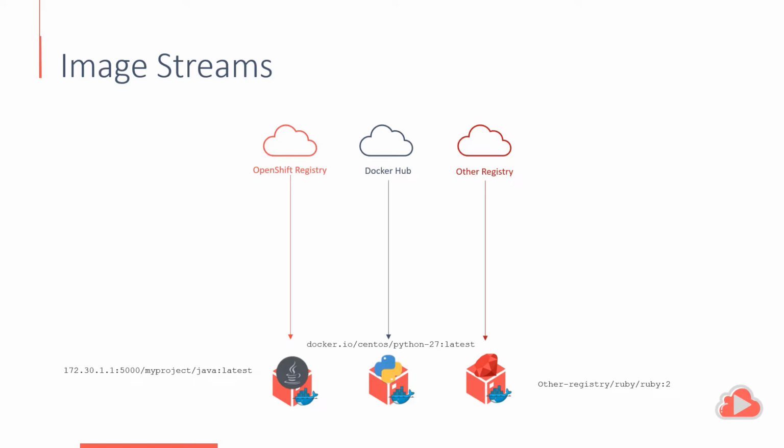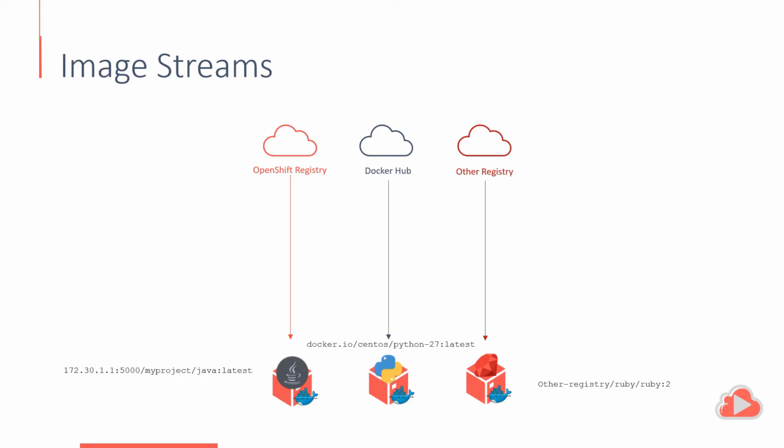Moreover, relying on images like this has its own risk. For instance, if the Python 27 image on Docker Hub gets updated without our knowledge, which it often will, those updates can impact our application in unexpected ways.